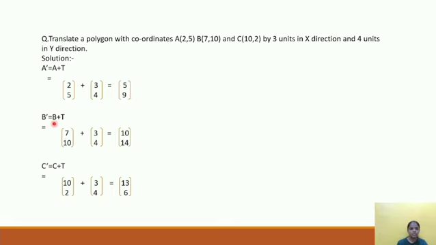B' equals B plus T. Old point of B is (7, 10) and the translation in x and y is 3 and 4. When we add both the matrices we get (10, 14). C' equals C plus T. Old coordinates of C are (10, 2) and the translation in x direction is 3 and translation in y direction is 4. When we add both the matrices we get (13, 6).